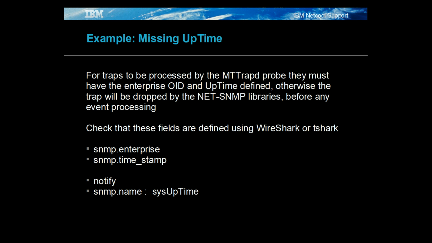SNMP version 1 traps must have the enterprise OID and uptime defined for them to be processed. Traps can be inspected in Wireshark to make sure that they comply with the required trap definition.